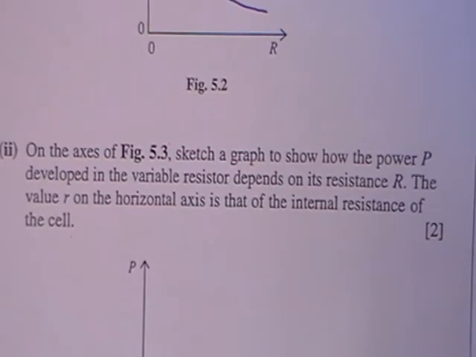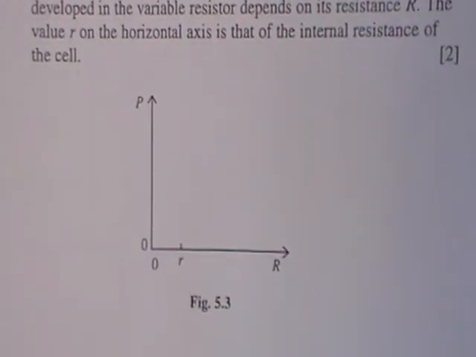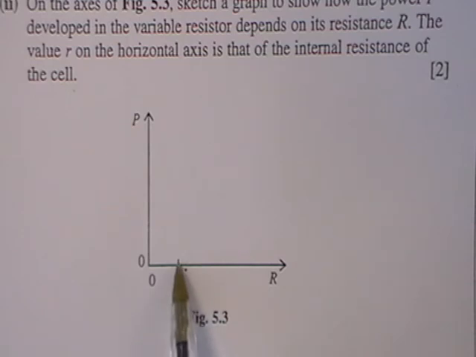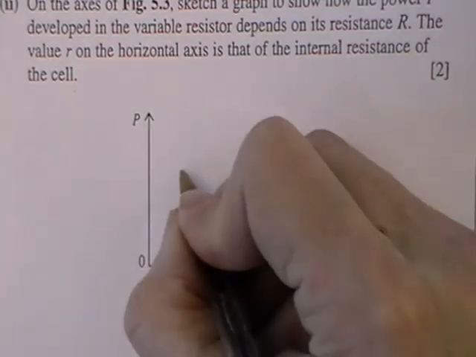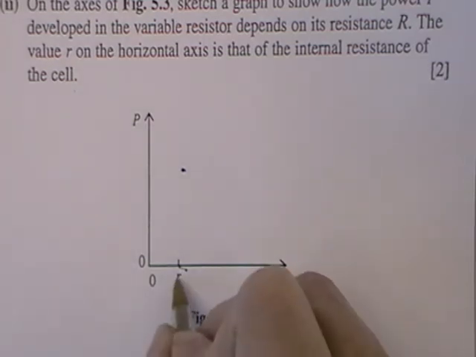On the axis of figure 5.3, which is the graph beneath, sketch a graph to show how the power developed in the variable resistor depends on its resistance R. The value of R on the horizontal axis is that of the internal resistance of the cell. And so you can see there's the internal resistance of the cell, and you know already that you get maximum power transfer whenever the R is equal to small r.